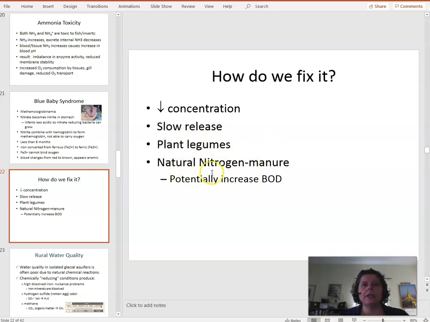You can also put in natural manure, so like natural nitrogen. Manure has a lot of nitrogen compounds in it, especially cow, or even our waste has a lot of nitrogen in it too. And so this will increase the BOD, biological oxygen demand. If we increase BOD, this is a lot of organic material into the system.